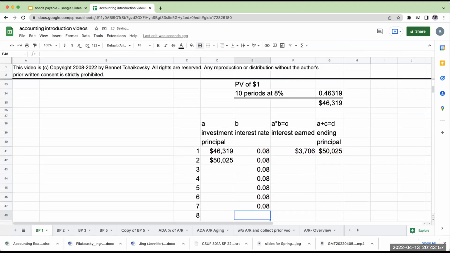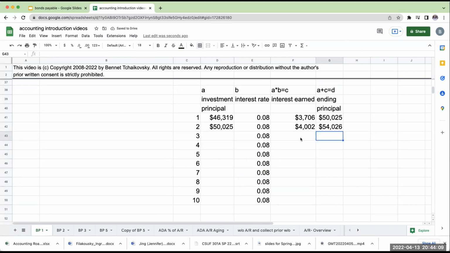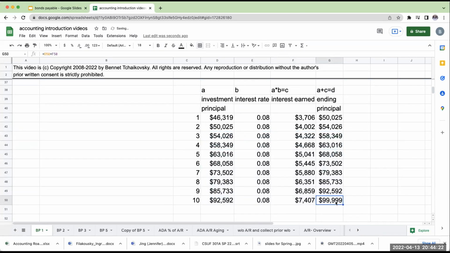We're going to be using that same interest rate throughout the next 10 years. Over here, 50,025 times 8% is 4,002. So my ending principal is going to be 54,026. If I keep on going and I keep on compounding that interest, what is this going to be worth at the end of 10 years? Well, it's going to be worth $99,000 or close to $100,000.